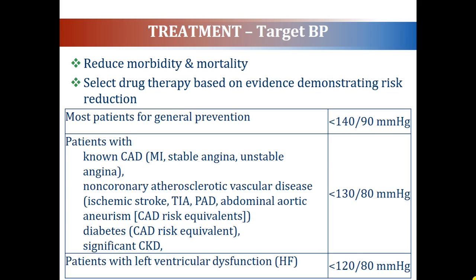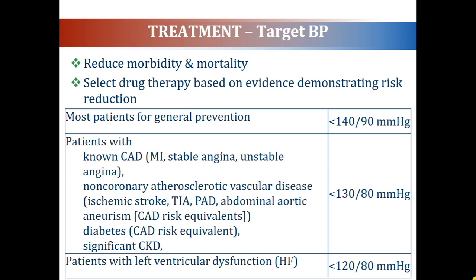But if the patient is a known case of cardiovascular disorders or coronary artery disease like MI, myocardial infarction, stable angina, unstable angina, or is suffering from non-coronary atherosclerotic vascular diseases like ischemic stroke, transient ischemic attack, peripheral arterial disease, abdominal aortic aneurysm, diabetes, or significant chronic kidney disease, then the target blood pressure is less than 130/80 mmHg. And if the patient is suffering from coexisting left ventricular dysfunction, then the target BP is less than 120/80.